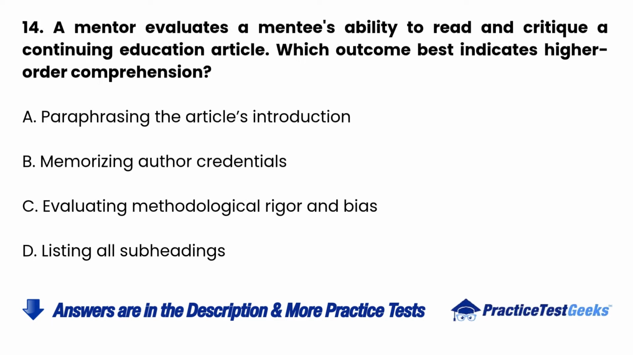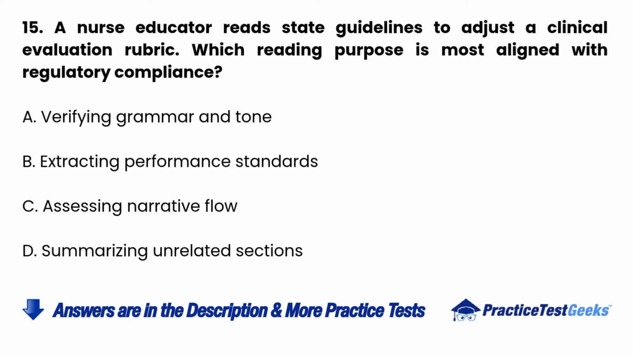14. A mentor evaluates a mentee's ability to read and critique a continuing education article. Which outcome best indicates higher-order comprehension? A. Paraphrasing the article's introduction. B. Memorizing author credentials. C. Evaluating methodological rigor and bias. D. Listing all subheadings.